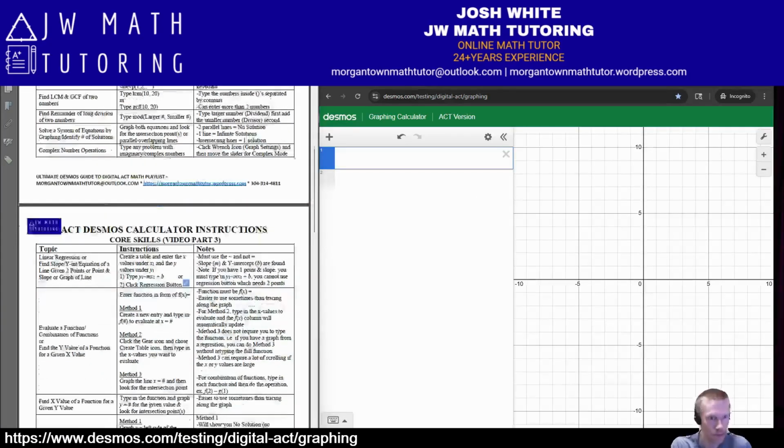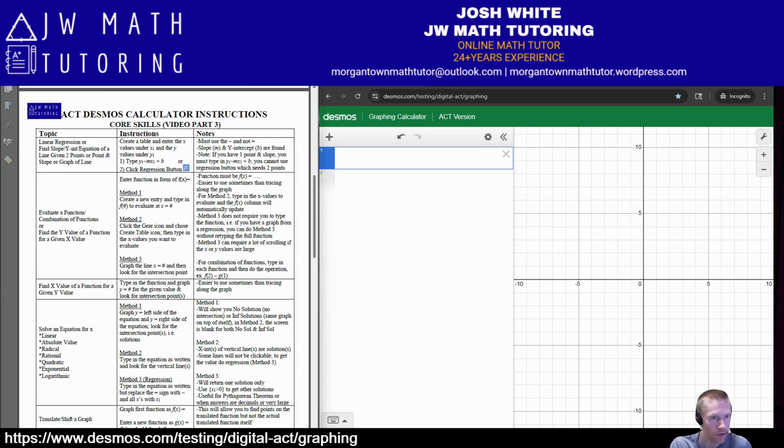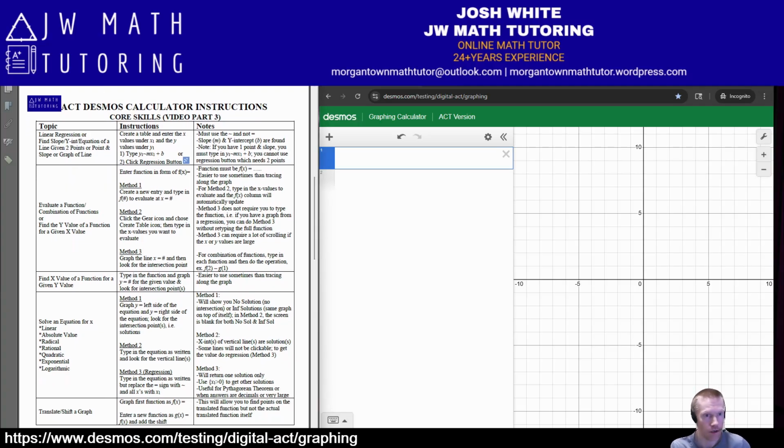Now let's go ahead and continue with the top of the second page of core skills. So the first thing that's listed here is linear regression. Really, this is the idea of finding the slope or y-intercept or overall equation of a line, either given 2 points on the line, or given a point and slope, or graph of the line.